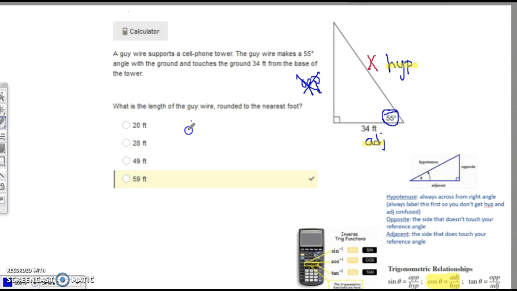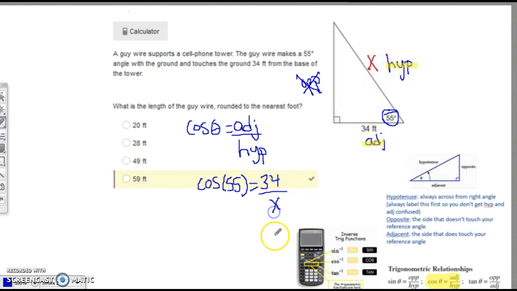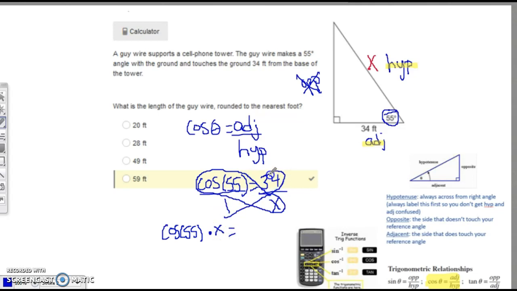So let me set it all up. I know this is my formula for cosine. I'm going to plug things in. Theta is our angle measure, and we know that that's 55 degrees. We know the adjacent is 34. What we don't know is the hypotenuse. We don't know the length of that guy wire. So we're just going to set it up and cross multiply. All right, so cosine of 55 times x equals 1 times 34, which is 34.